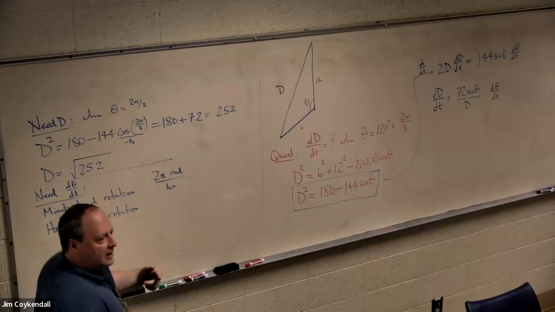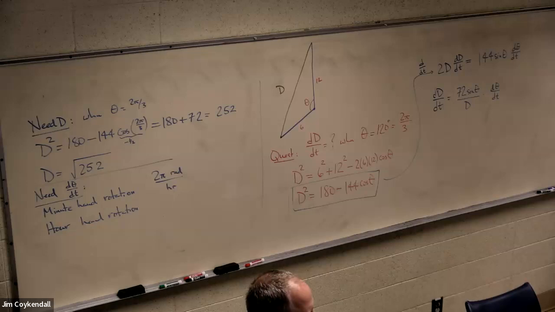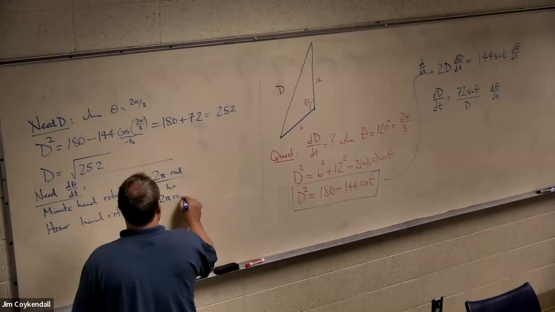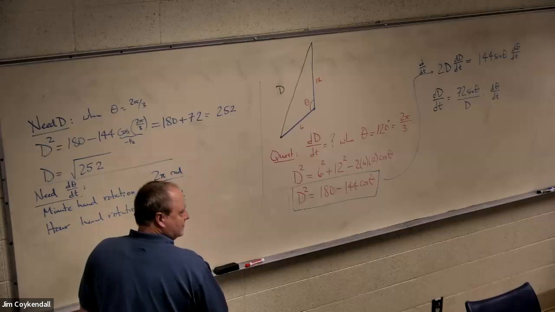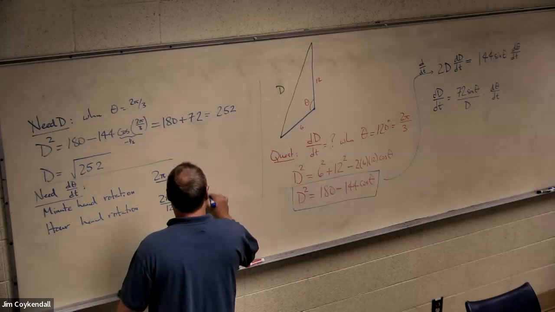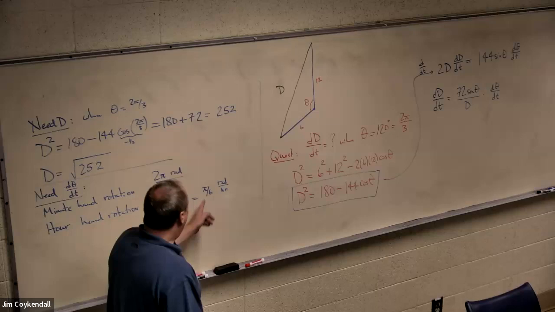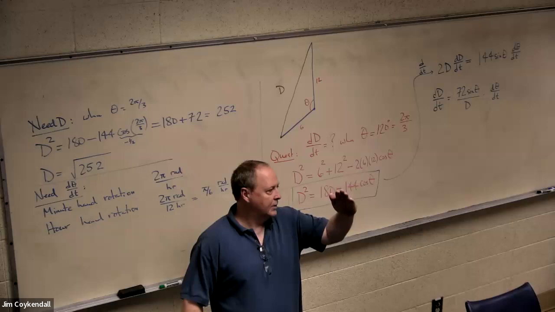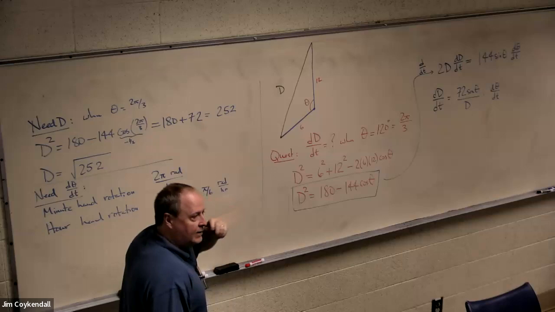How about the hour hand? How long does it take the hour hand to do a lap? At least 12 hours. Everybody agree with that? So the hour hand is 2 pi radians every 12 hours, so this is pi over 6 radians per hour. That makes sense, right? Imagine from midnight until 1 in the morning. That's gone 30 degrees in that hour, which is exactly what this is.